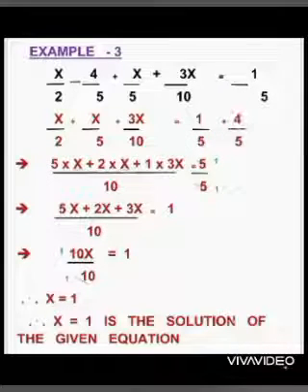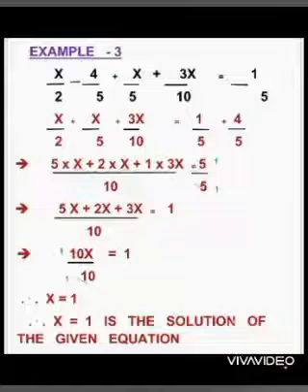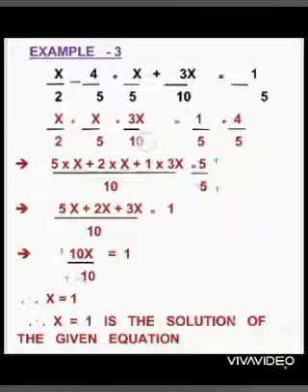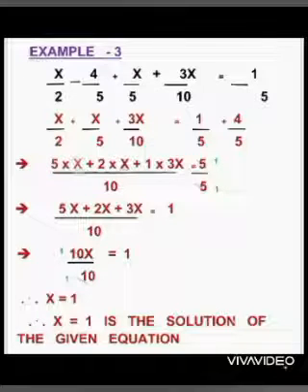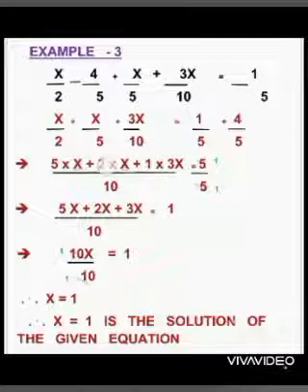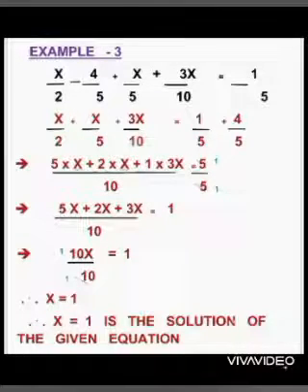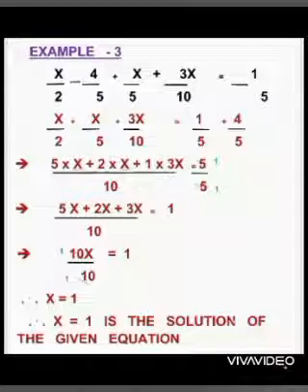Okay, first let us take LCM for the denominators on the left hand side. So LCM of 2, 5 and 10 is what, children? 10, isn't it? Now let us simplify this one. 2 times 5 is 10 into numerator x plus 5 times 2 is 10 into numerator x plus 10 times 1 is 10 into numerator 3x.